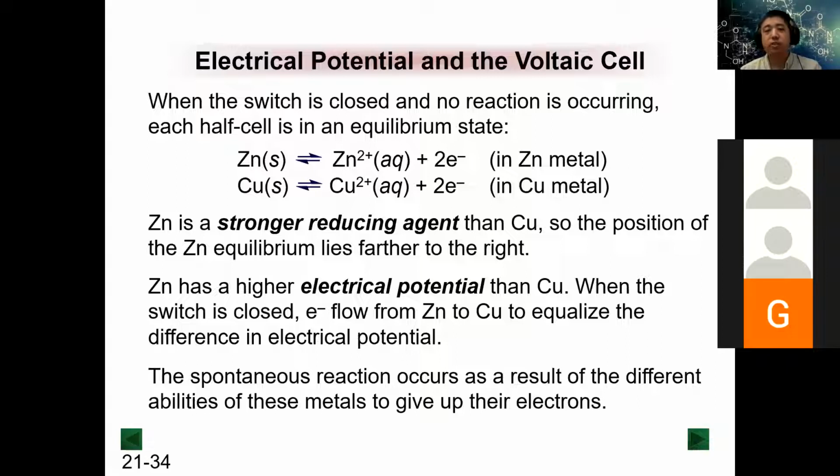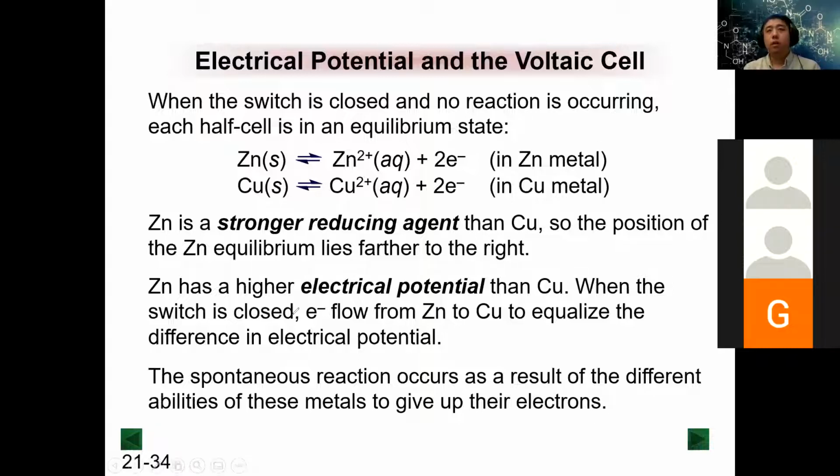Reduction. You cause something else to undergo reduction. So zinc is a stronger reducing agent. It will cause copper to undergo reduction. It itself will undergo oxidation. So we'll learn about whether something is a stronger reducing agent or a weaker reducing agent, or in other words, has a stronger reduction potential.